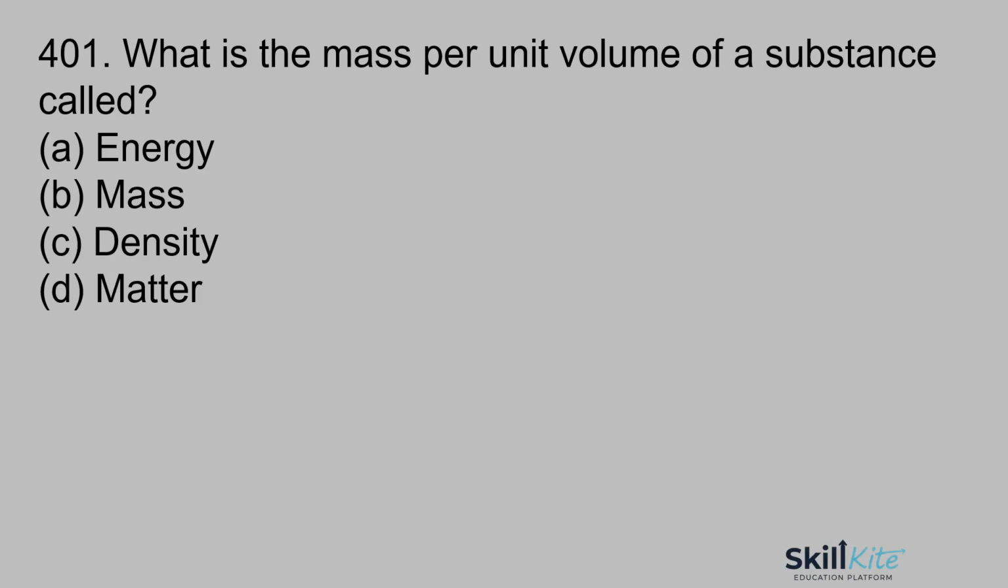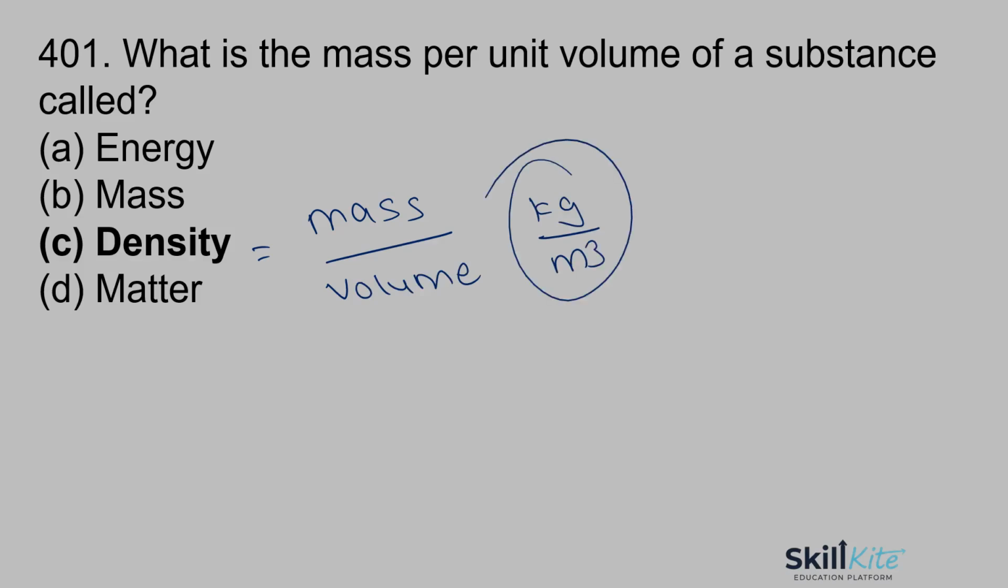What is the mass per unit volume of a substance called? That is called density. Density equals mass per unit volume. Its unit is kg per meter cube. This is the unit of density. Density is represented as rho. Rho equals mass upon volume.